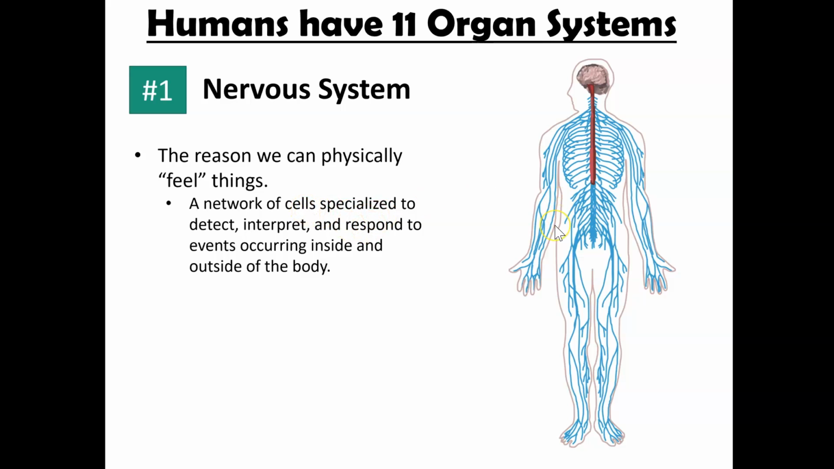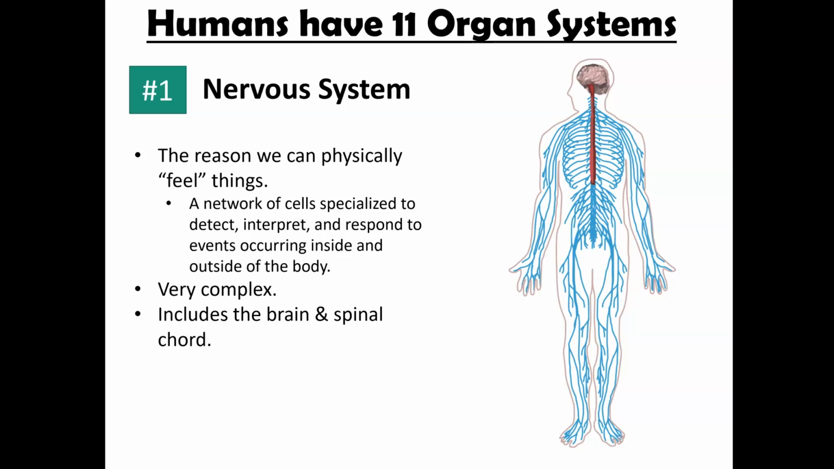And the nervous system is responsible for allowing us to feel the things that we feel. So the reason we can physically feel things, it includes a network of specialized cells that do the job of detecting, interpreting, and responding to events that occur outside and inside the body. So things that we know because we're looking and hearing and smelling and feeling, but also things that we don't know and are not aware of that are happening inside the body as well.